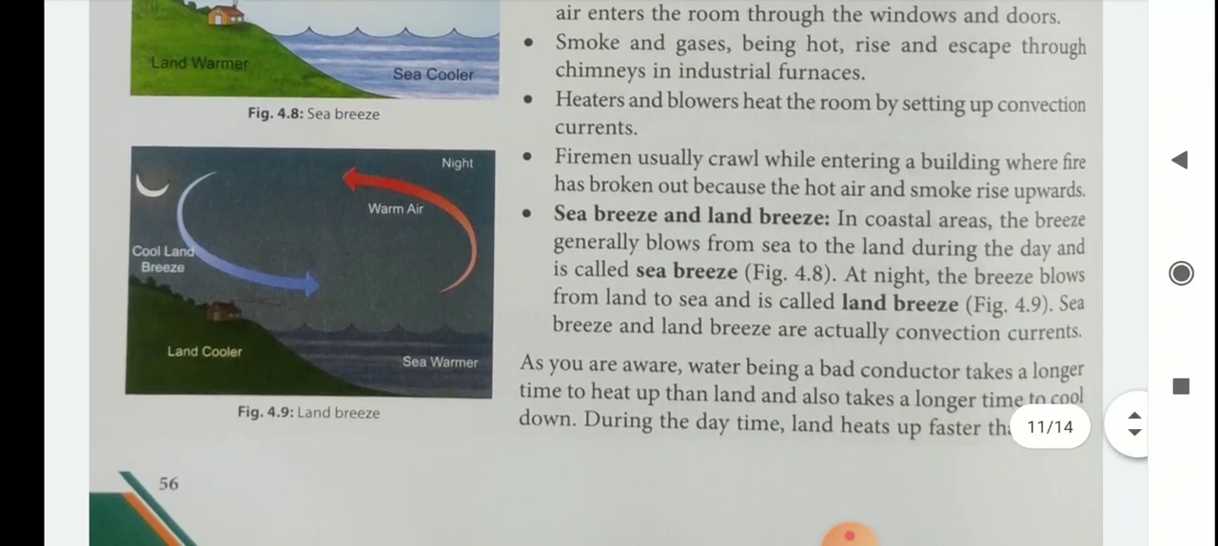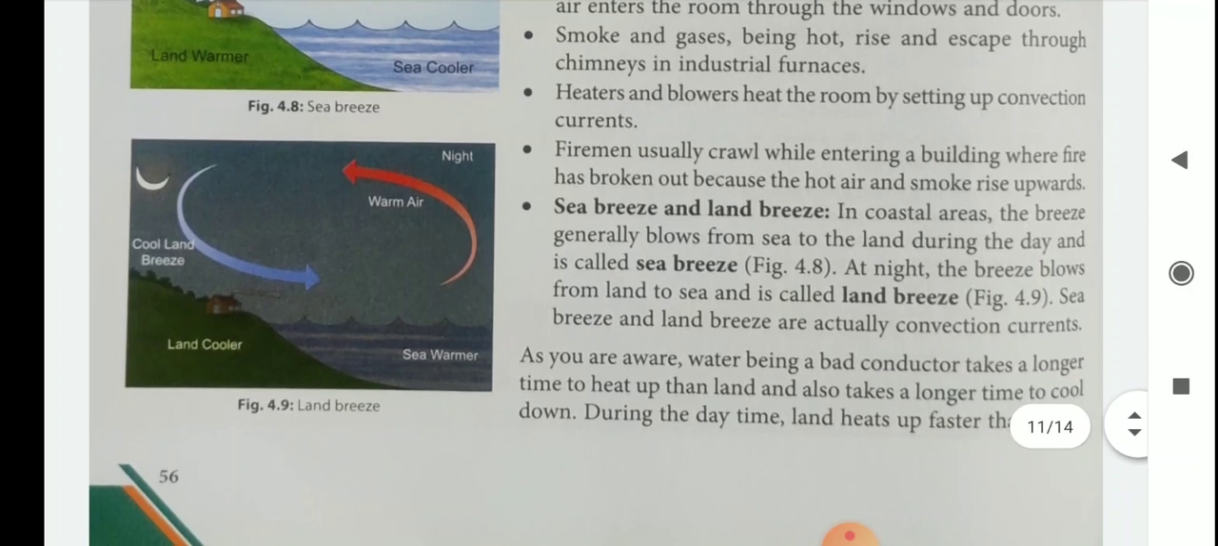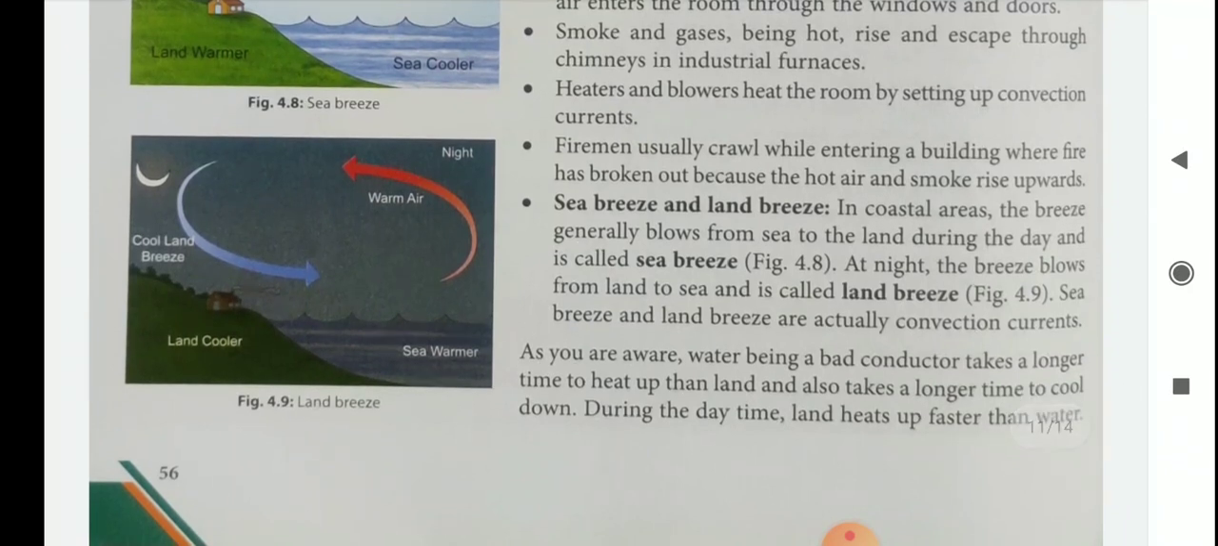Sea breeze and land breeze. You know from your previous classes what is sea breeze and land breeze. In coastal areas, the breeze generally blows from sea to the land during the day and is called sea breeze. At night, the breeze blows from land to sea and is called land breeze. Sea breeze and land breeze are actually convection currents.